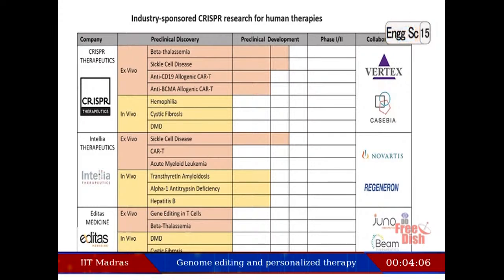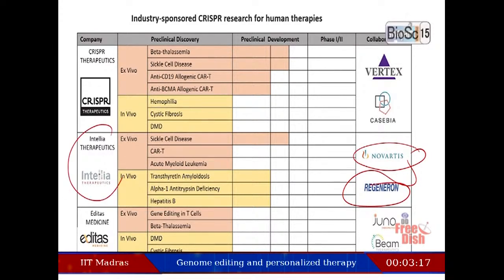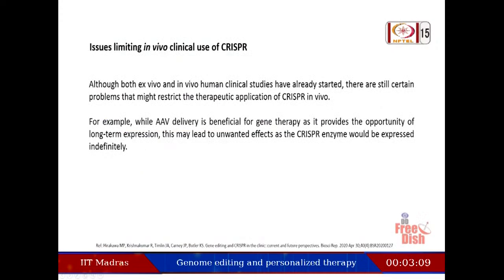Now this is the industry sponsored CRISPR research for sickle cell disease, anti-CD19 allogeneic, hemophilia, DMD, then you have acute myeloid leukemia, then you have hepatitis B, so on and so forth. And also in certain cases, collaborators like Vertex and Causa Bio are involved with CRISPR Therapeutics. Then you have Novartis and Regeneron collaborating with Intellia Therapeutics, and then Juno Therapeutics and Beam Therapeutics are collaborative partners of Editas Medicine.